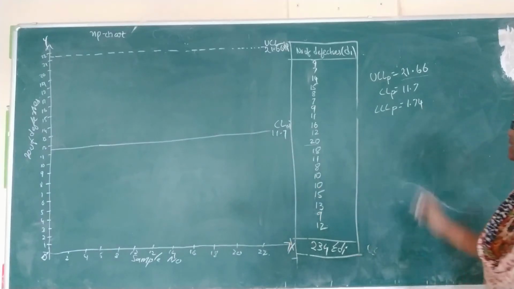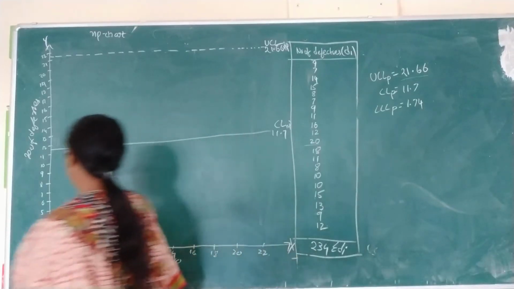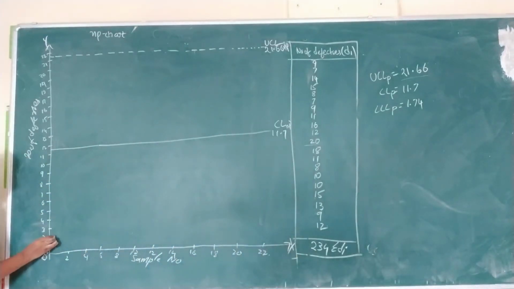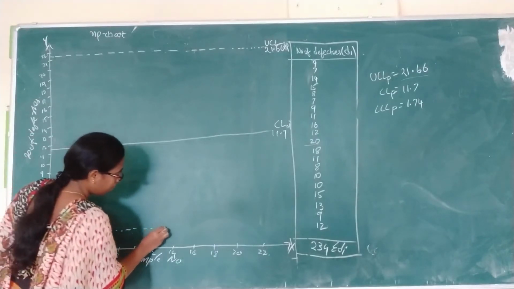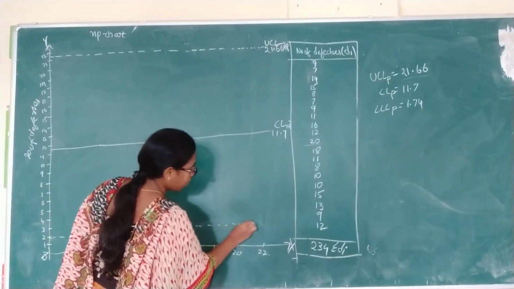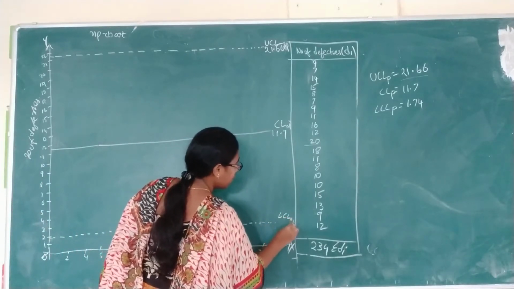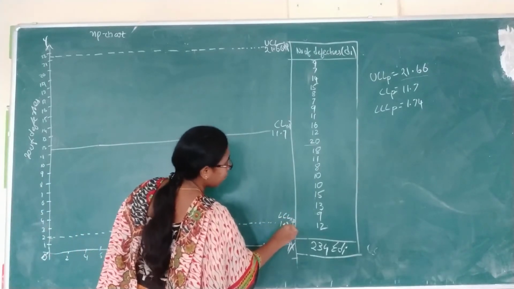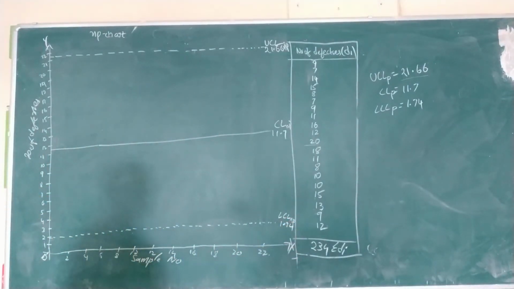And next, the LCL value. What is the LCL? 1.74. That is near to 2. Draw the dotted line. So this is the required LCL for the NP chart, that is 1.74. So now we got the lines for the UCL, CL and LCL values. Now plot all the defectives, that is the Di values.